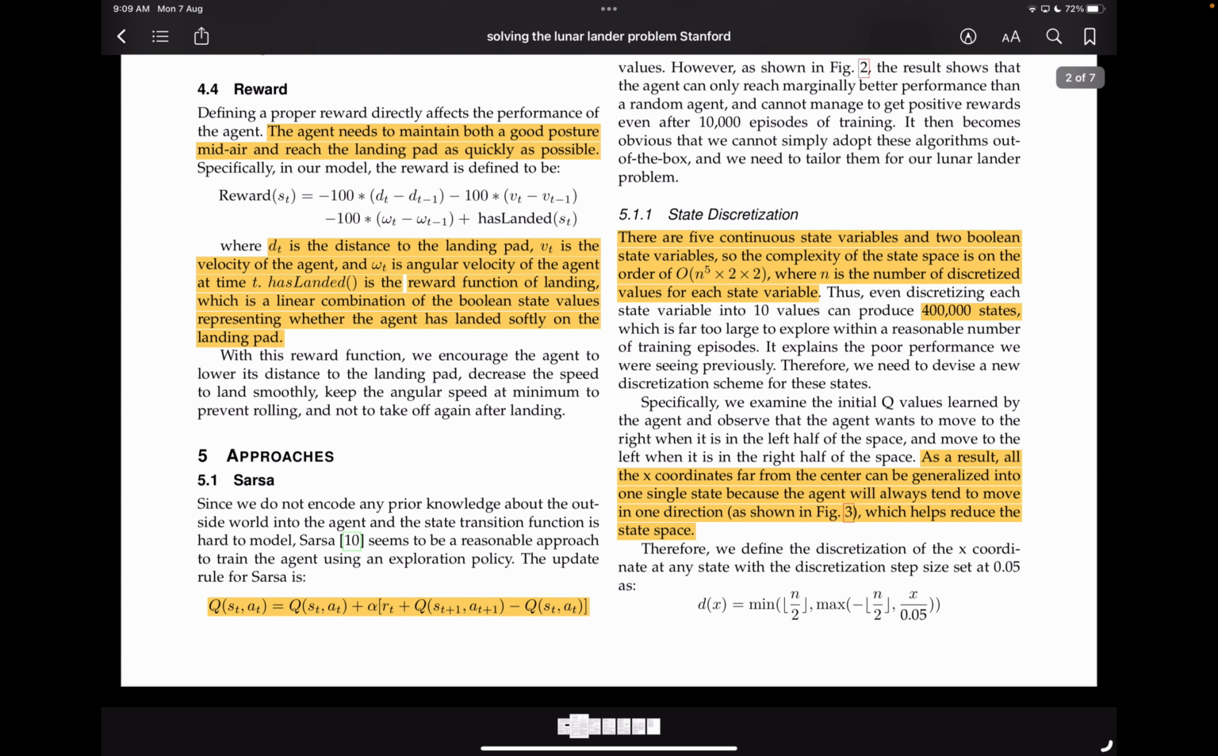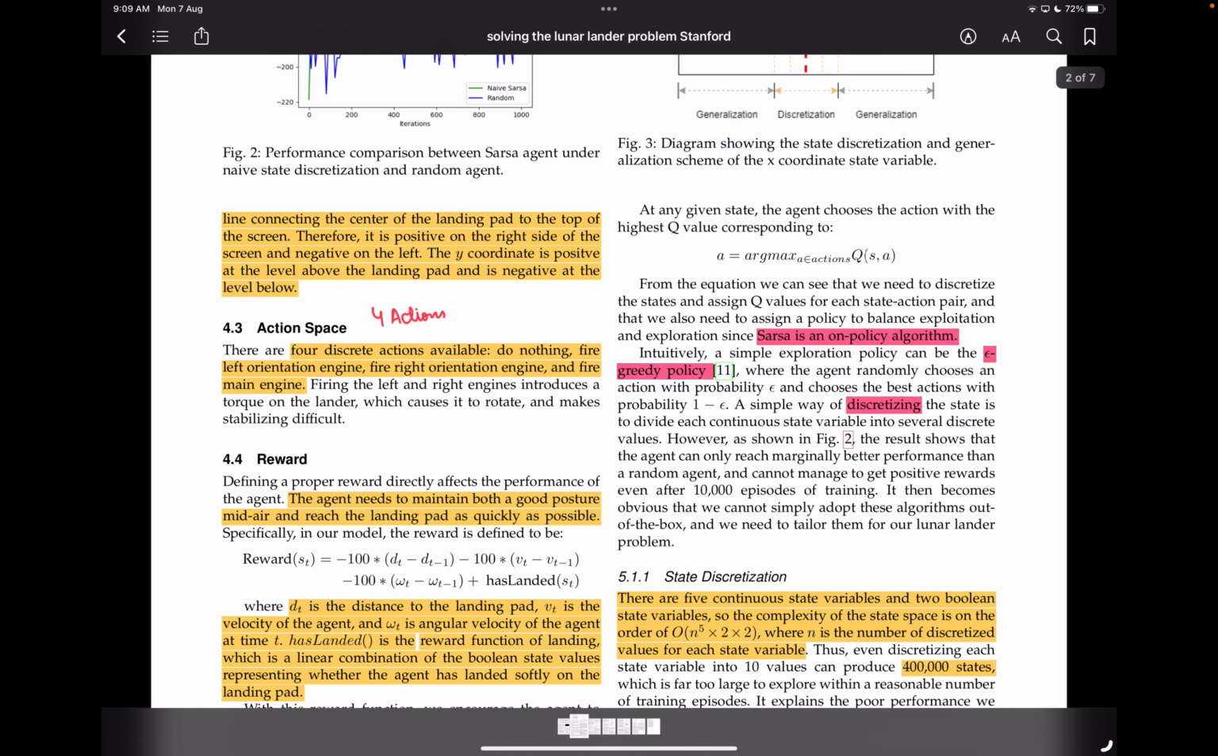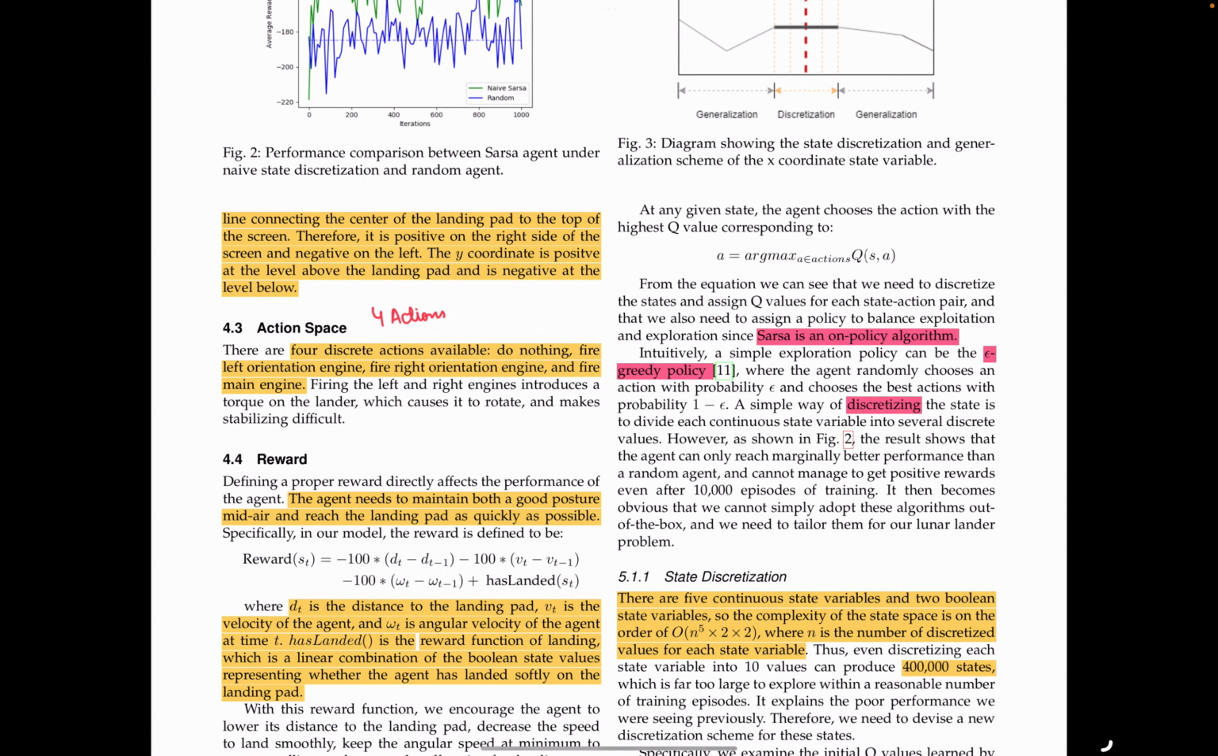You can see over here. So at any given state, you want the agent to choose an action that will give you the highest Q value. And for that, what we do is we take argmax, right?